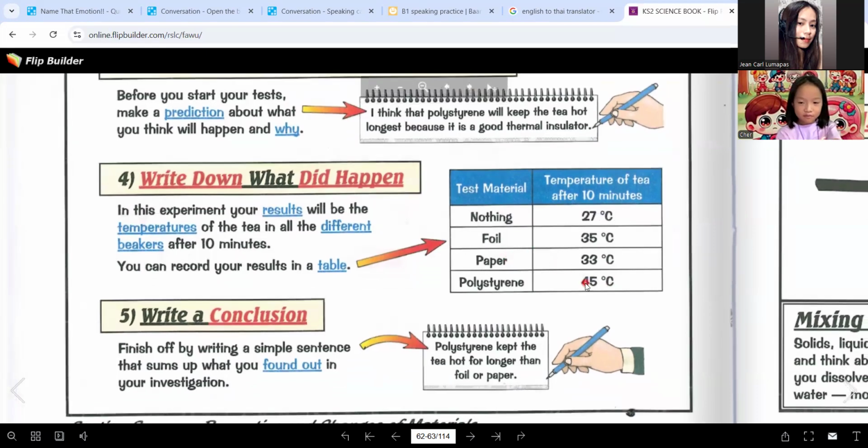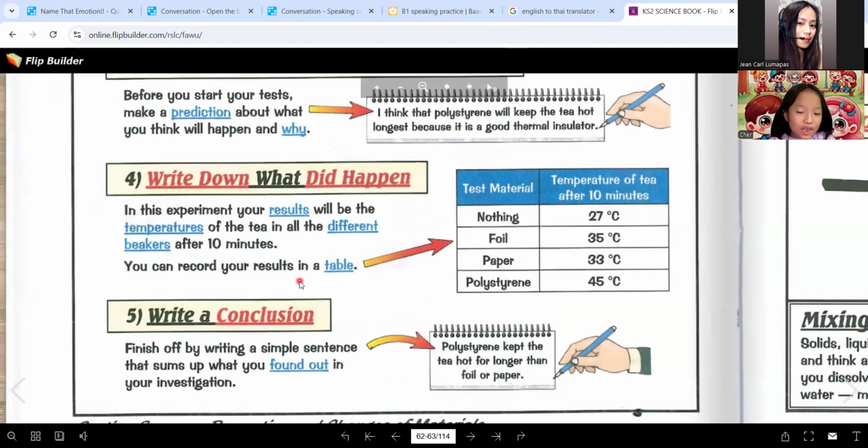Okay, so the polystyrene is 45 degrees Celsius. How about the paper? Paper is 33 degrees Celsius. Okay.